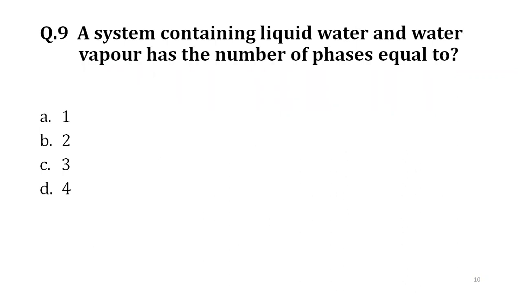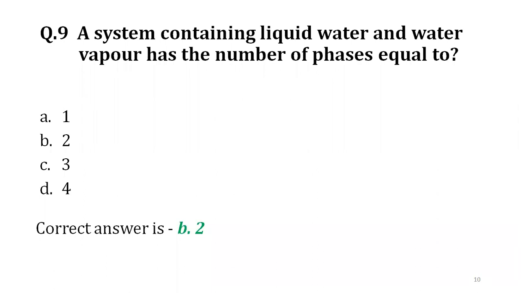Question number 9: A system containing liquid water and water vapor has the number of phases equal to. Option A, 1. Option B, 2. Option C, 3. And option D, 4. Okay, so the correct answer is B, that is two phases.